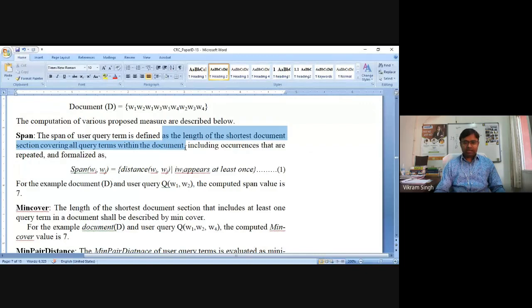So I hope you can see. So including the occurrences that are repeated. So for any user query, for example, the given document D and user query W1 and W2. If in the user query these two words are appearing, W1, W2, the computed span value is 7, right?